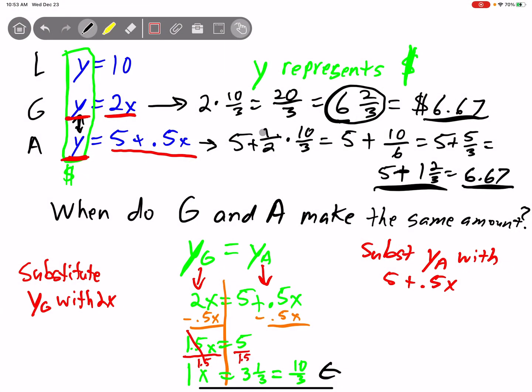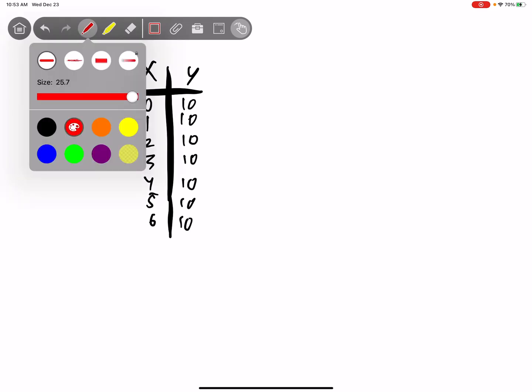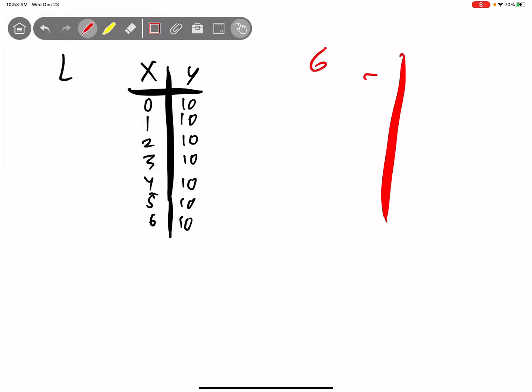We can also use our table to identify this. Okay? If we use our table, remember, one table for Leanne, Leanne's table looked like this. X, Y, 0, 1, 2, 3, 4, 5, 6. Here was 10, 10, 10, 10, 10, 10, 10. Versus Gilberto's, that looked like this. 0, 1, 2, 3, 4, 5, 6. 0, 2, 4, 6, 8, 10, 12.